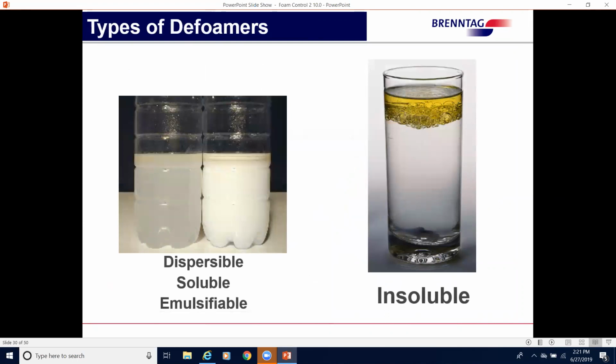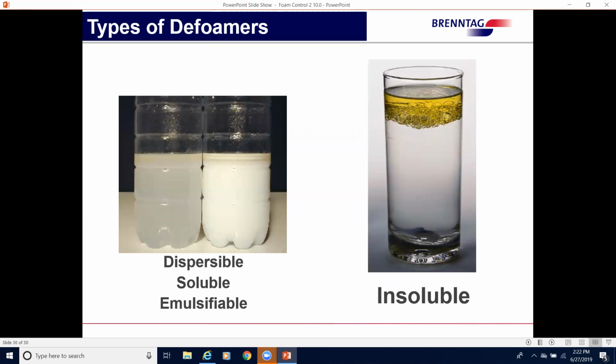So types of defoamers. When we're talking about defoamers, there's usually a couple types that we talk most commonly about. On the left here in the picture, in these milky looking ones, we have dispersible, soluble, or emulsifiable. And on the right, we have the insoluble products.